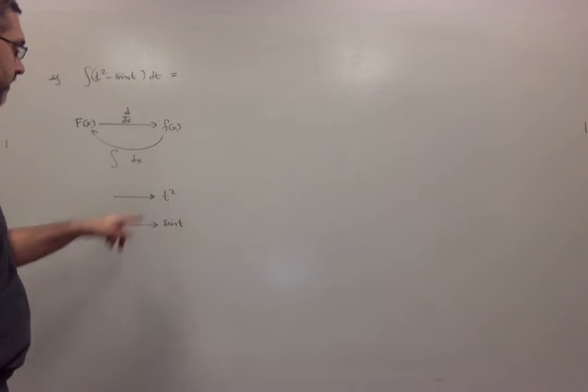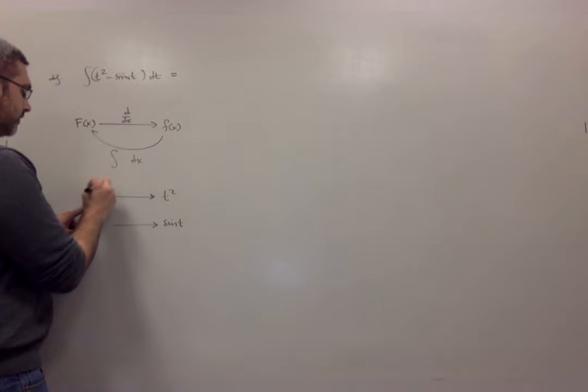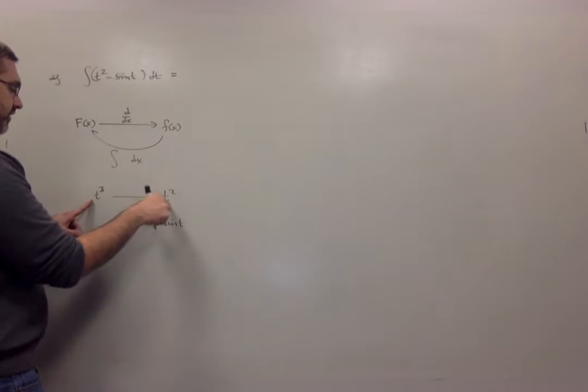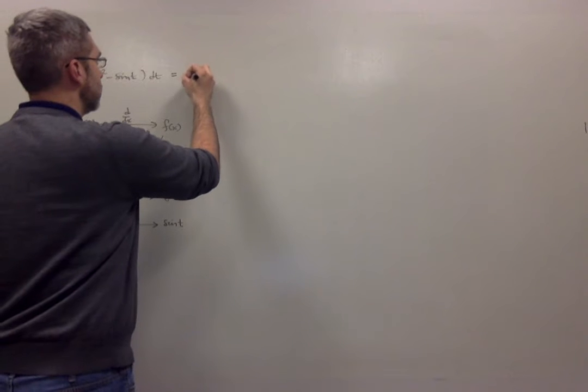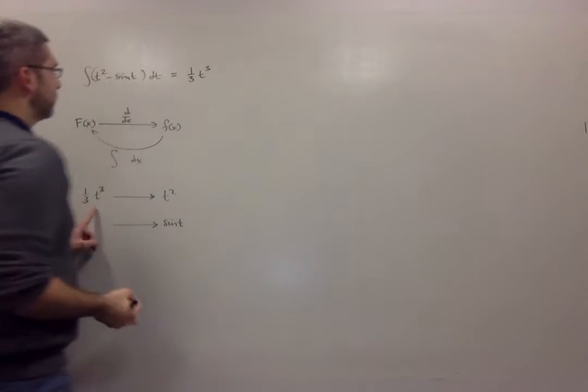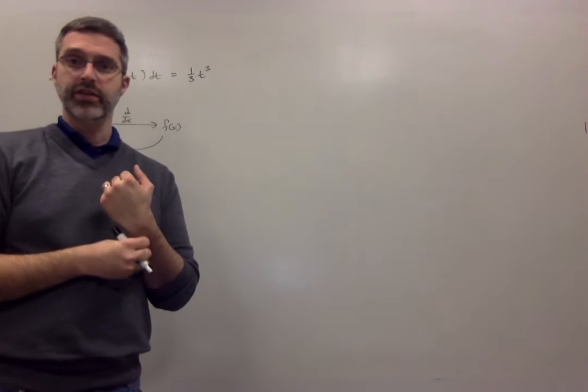Now, t squared is going to start with t cubed, but when I differentiate, that 3 is going to come down, so I'm going to need a 1/3 out front. So the first part of this answer, the antiderivative of t squared, is going to be 1/3 t cubed.